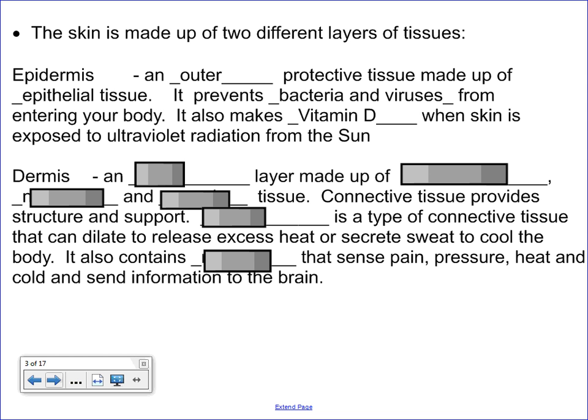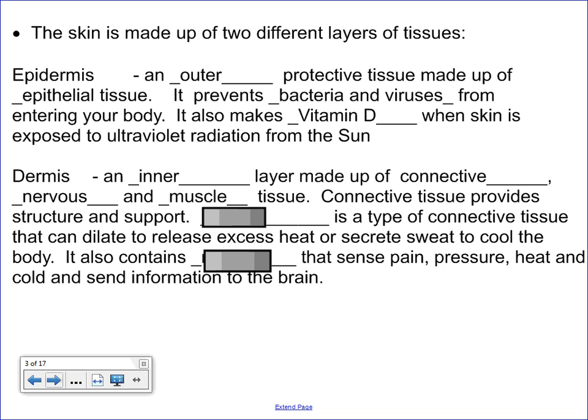Below the epidermis, we find the dermis, which is that inner layer, made up of connective tissue, nervous tissue, and muscle tissue. That connective tissue provides structure and support. If you'll recall, blood is a type of connective tissue, and those blood vessels will dilate to release excess heat or secrete sweat to help cool the body if it's too hot.